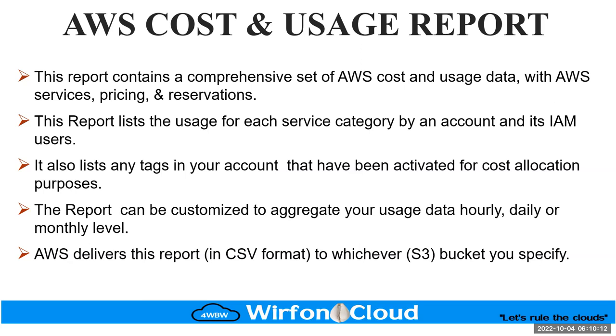So, the AWS cost and usage report. This report contains a comprehensive set of AWS cost and usage data with the AWS services pricing and reservation. It lists the usage for each service category by account and its IAM users. If you've created any tags in your account, they are included if the tags are activated for cost allocation purposes. This report can also be customized to aggregate your usage data hourly, daily, or monthly, depending on what your business needs. And the most important thing is that it is delivered in CSV format, and it is kept in an S3 bucket that you specify.